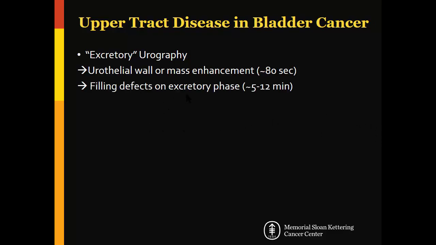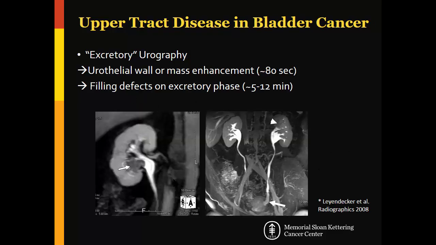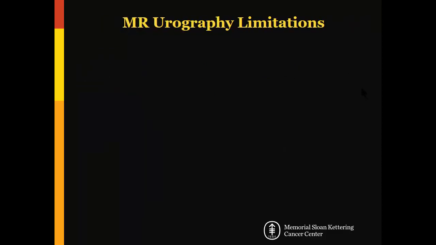And obviously the excretory phase, the literature reports variable timings for the excretory phase ranging from 5 to 12 minutes, but usually what we're looking for there are filling defects, and these are just two examples of essentially what we're looking at in the lower pole calyx in this patient and in the left upper pole calyx in this other patient. So MR urography has its limitations.